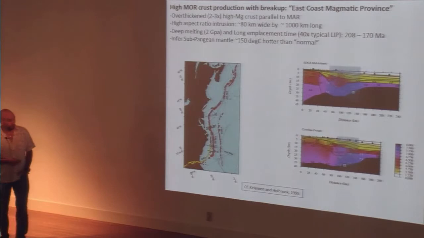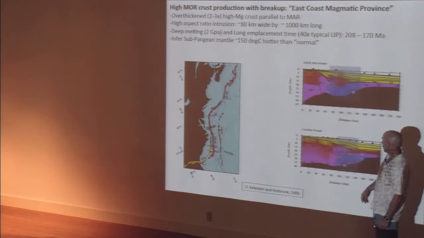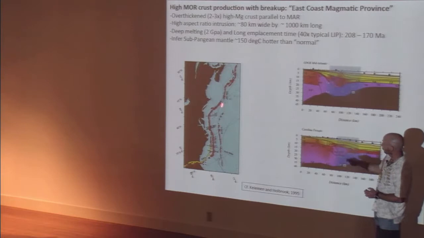So the problem, Shiji says dynamic topography would be insane. We'd have the Himalayas next to here. But we've got over-thickened crust and apparently hot melts, and a geometry of the intrusion that is basically parallel to the mid-ocean ridge. All right, so these guys had a picture that basically were looking at magmas produced during rifting.